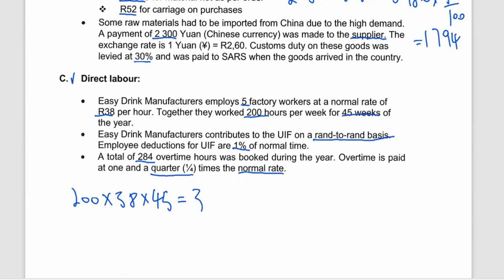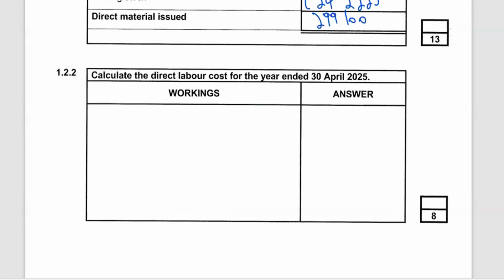Then we get the normal rate, which is 342,000. So here we have 200 hours for 5 employees and they earn 38 rand per hour. So they worked 200 hours for 45 weeks. Then we get our answer, which is 342,000.